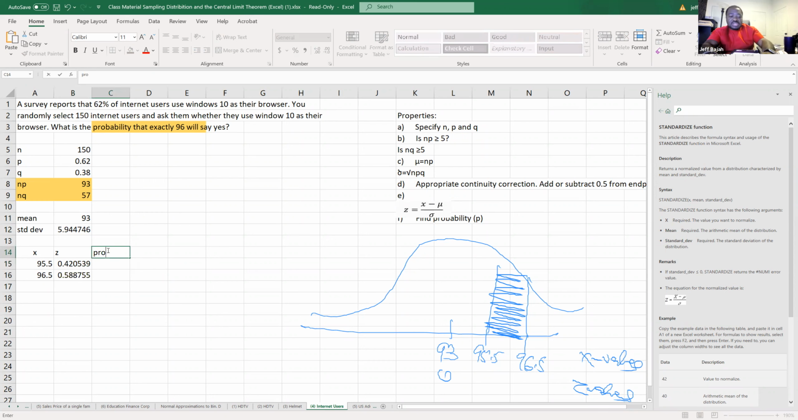Now we find the probability. So it's like you're finding for two values, like how we do when we're finding for two values. That's how you're going to do this one. Right? Norm.dist, you're going to do 0, 1, true. And remember, we just subtract. That's it. We're done.